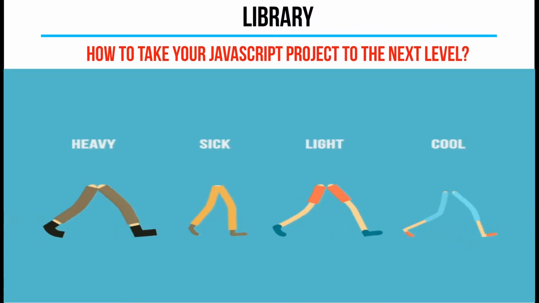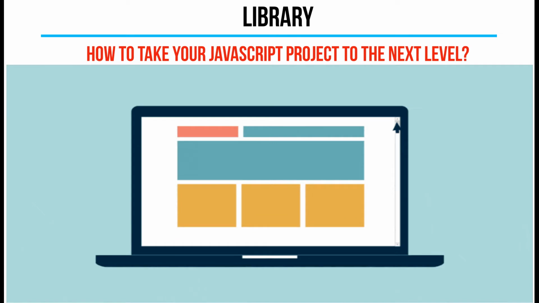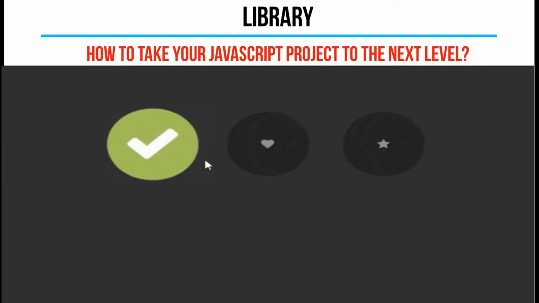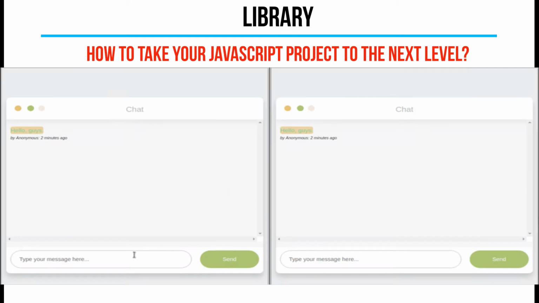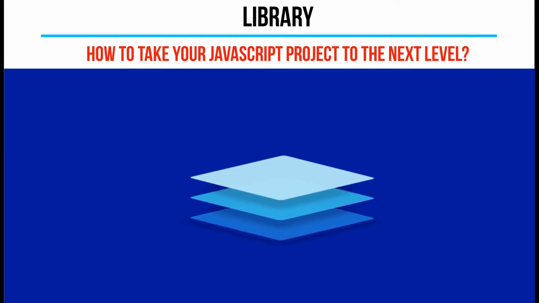A library is a collection of certain functionality including events, cookies, and network requests. For example, jQuery, Socket.IO, and Bootstrap are famous libraries.